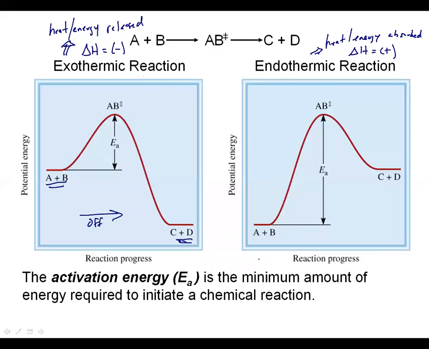Opposite here, our reactants are lower in energy than our products. And that means energy has to be put in, basically, to allow those reactants to get up there to the products in terms of energy. And there is a hill that a reaction has to climb to get to the other side.